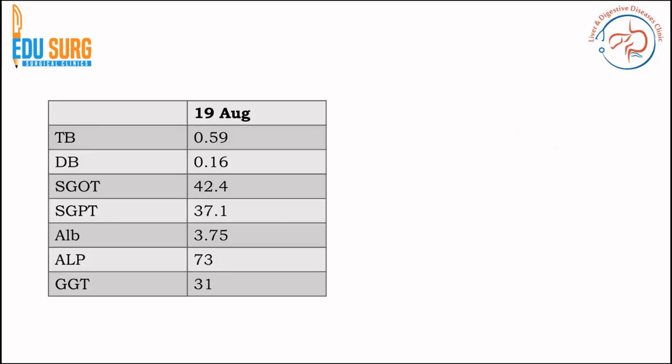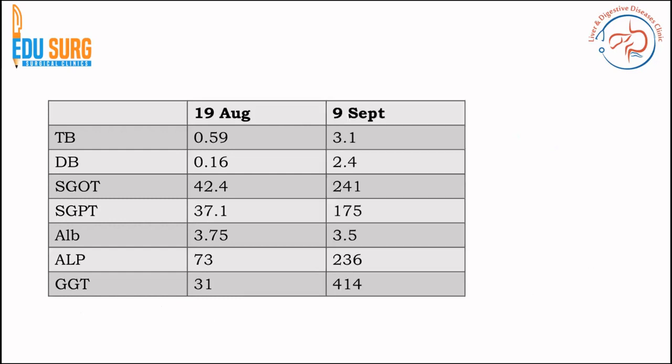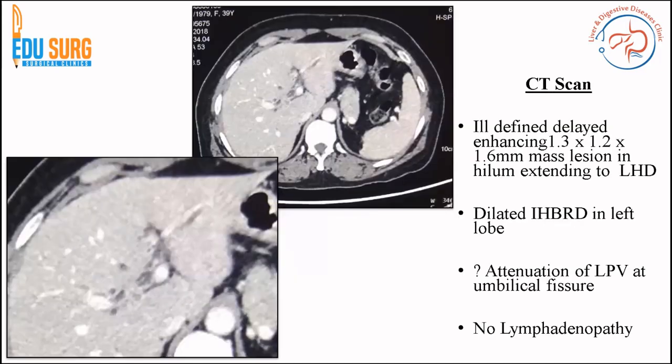And when we first did her liver profile, it was also completely within normal limits. But 3 weeks down the line, her bilirubin started going up, the enzymes started going up. And at this point, when we did the tumor marker, that is CA19-9, it was quite raised. So naturally, we did a CT scan.